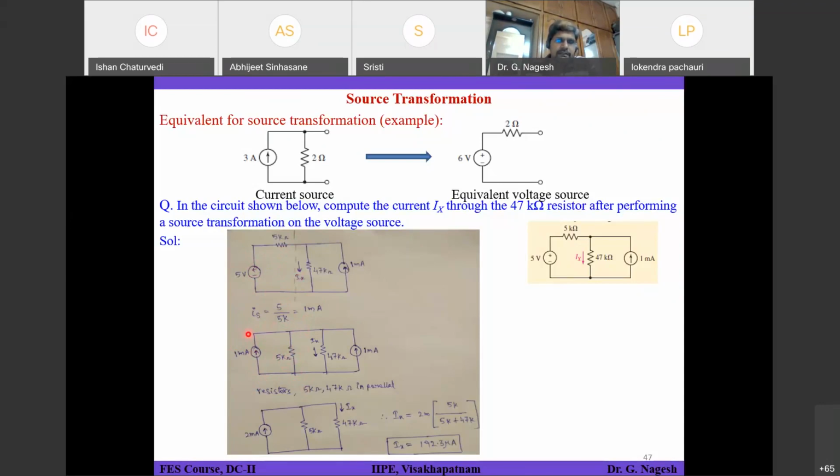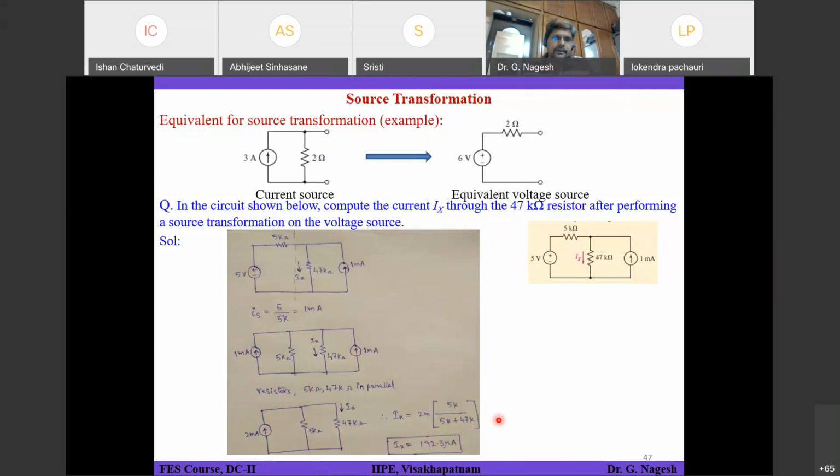So why have I done this? Now you have two current sources, both existing across the same pair of nodes. So now I can club these two, and you will get 2 milliamperes. Now I can apply the current division rule to find the current flowing through 47 kilo ohms. The total current 2 milliamperes into the opposite resistance, which is 5k divided by 5k plus 47k, will give me Ix.